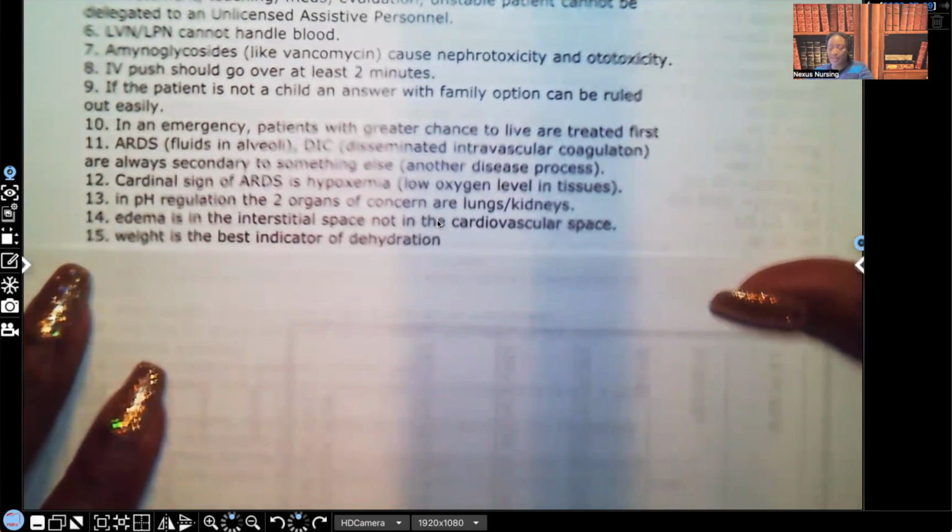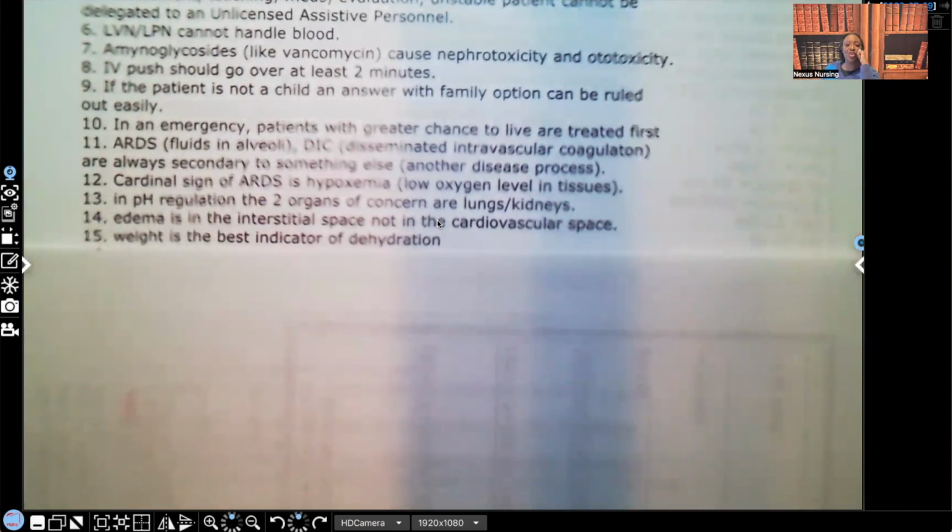Number 15, weight is the best indicator of dehydration. How many times have I told you guys that? And students, you guys get this wrong all the time. You'll want to choose skin turgor, right? Or urine output. It's weight. That is the best indicator of fluid balance.